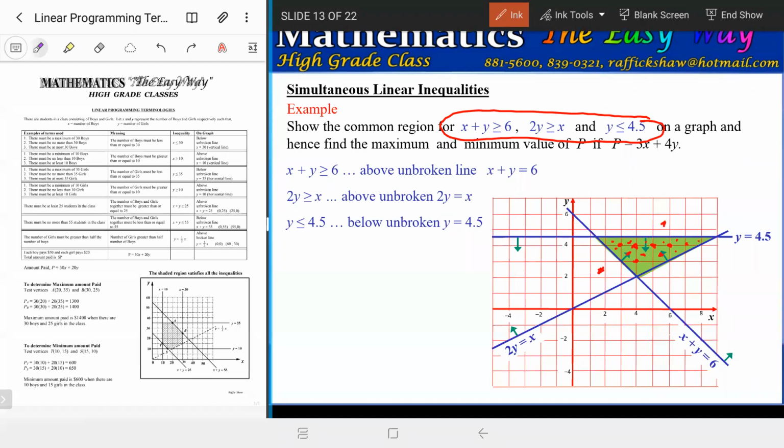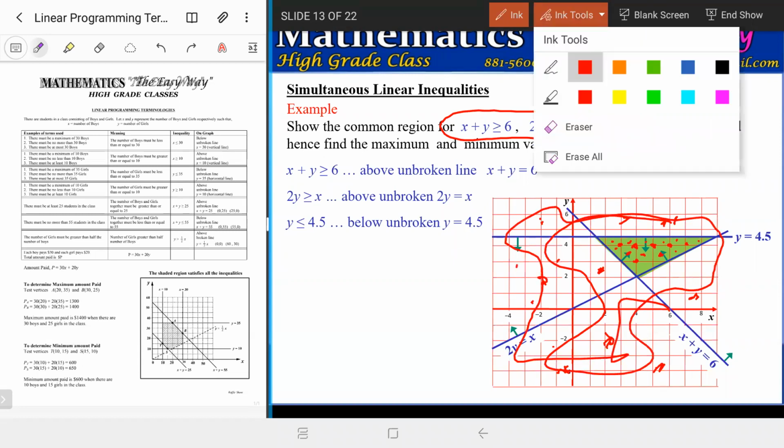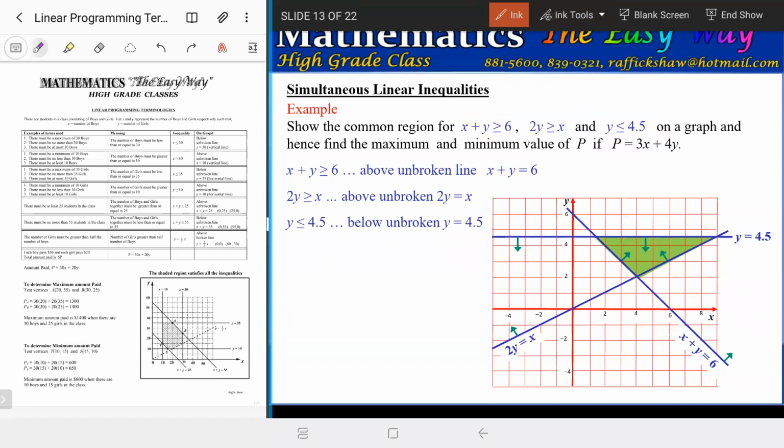Points out here, out here, out here, are not valid, because these points are violating one or more of those three inequalities. They are not satisfying those three inequalities simultaneously. So you cannot use any point outside here. Points outside here are not valid. That is what is happening. You can only use points inside here.